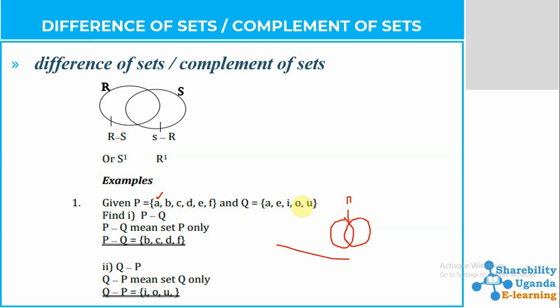Do we have C here? The answer is no. Do we have D? No. We have E. Yes. E is there also. So we are trying to identify the numbers which are common, and we put them aside. Then we shall be able to get our P only.